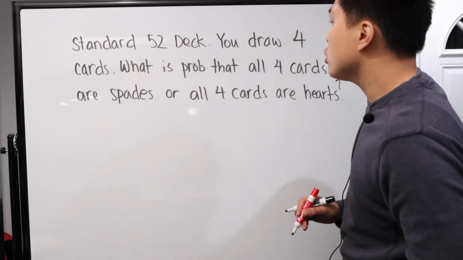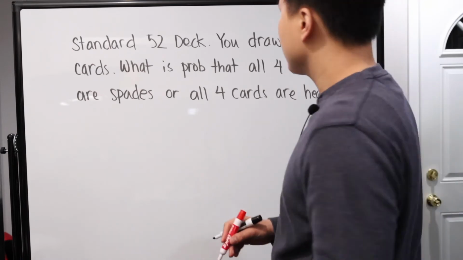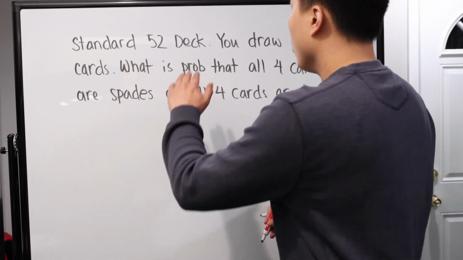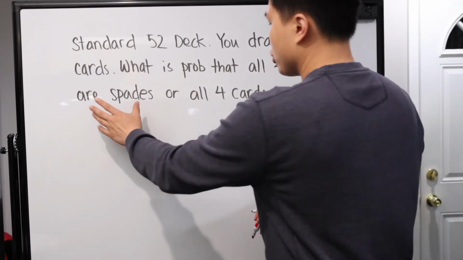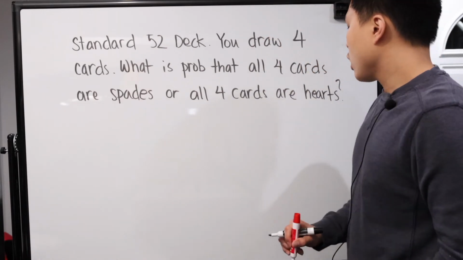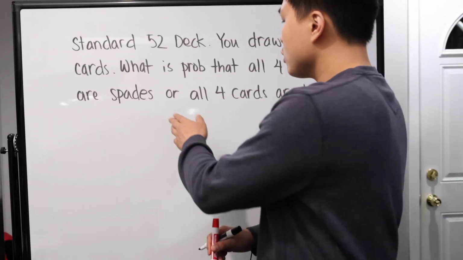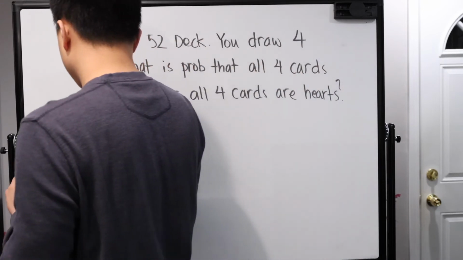You have a standard 52 deck, right? So a standard 52 card deck, and you draw 4 cards. What is the probability that all 4 cards are spades or all 4 cards are hearts? Well, at least this one has the or, so we know this is an or situation.